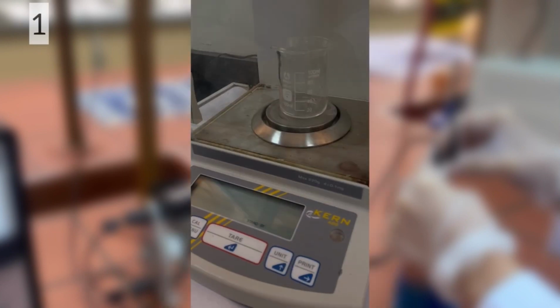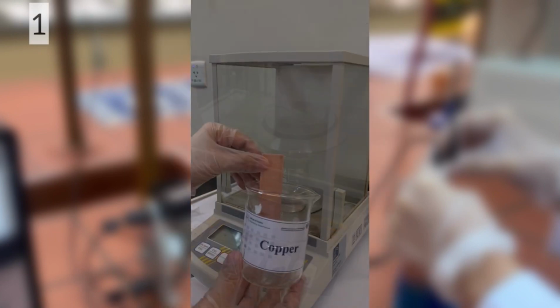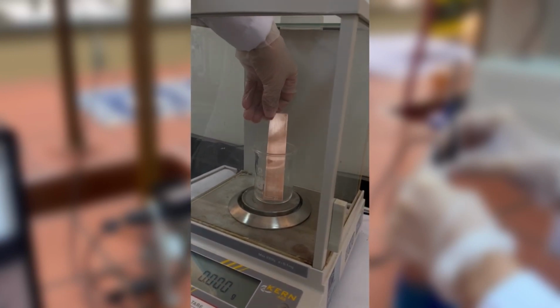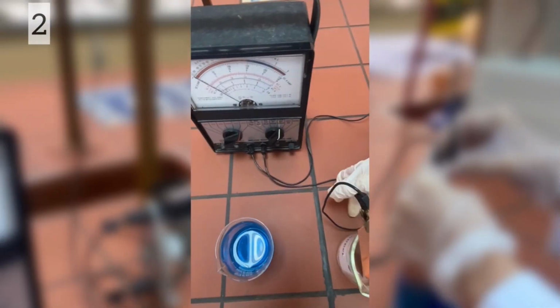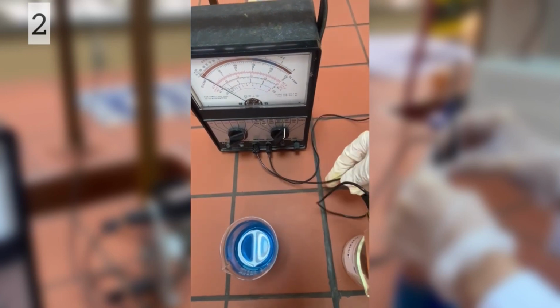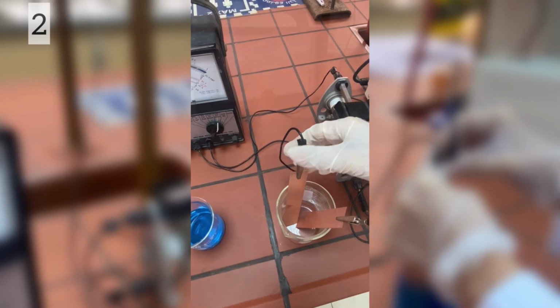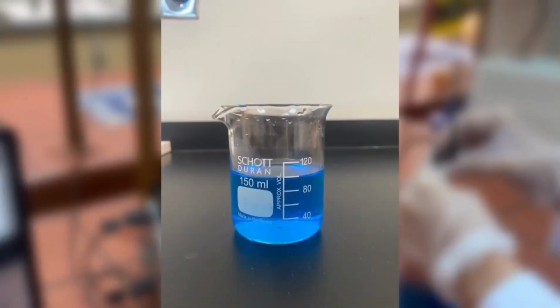Firstly, prepare the electrodes by identifying and labeling the cathode and anode electrodes. Then record the weight of the cathode before deposition in the data table. Secondly, connect the circuit. Connect both ends of the cell by electrical circuit, as in the diagram, with a continuous electrical current source and a resistor, and the ammeter set to 400 mA.